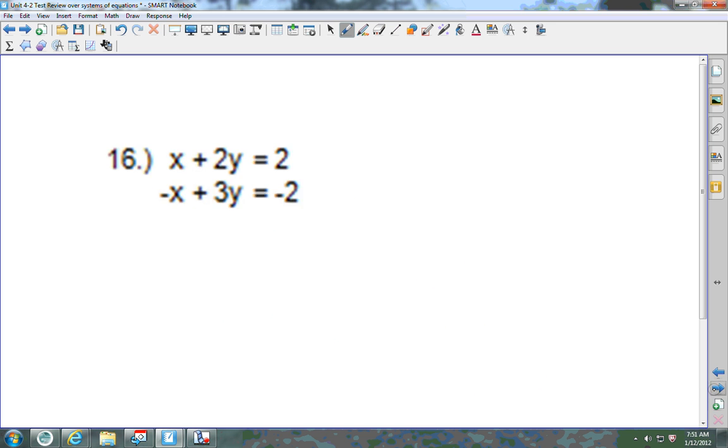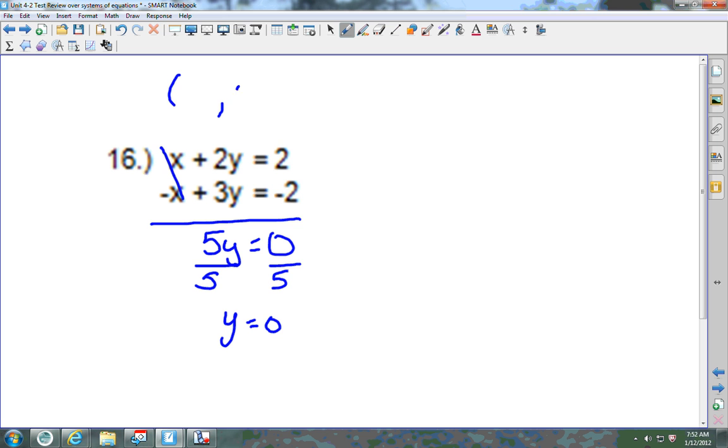Number 16, right here. Is there a letter that automatically disappears and goes away when you combine them? Sure is. The x's will go away. X minus x is 0. I get 5y equals 2 minus 2 is 0. A lot of people get confused right here. Go ahead and finish and divide by 5. Y is 0. 0 is a good number.